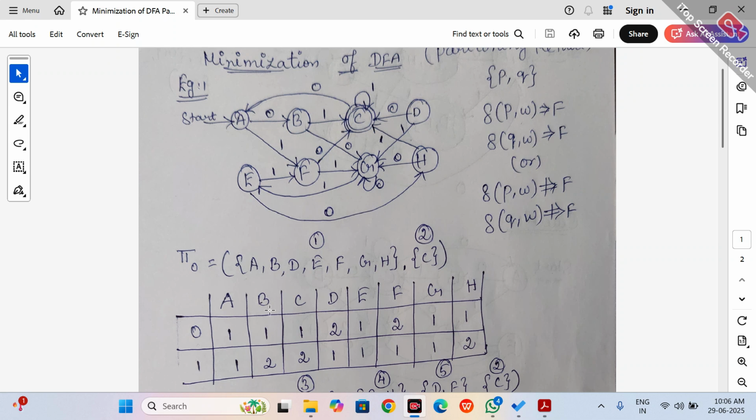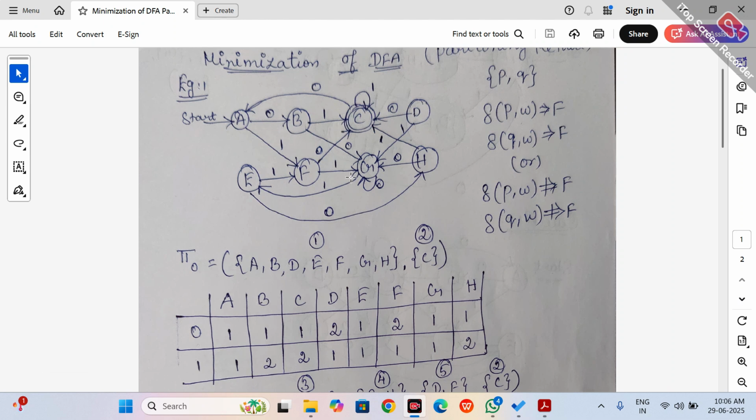Similarly, for the next state. For state B, input 0, it goes to state G. G is in group 1, so here we mention it as 1. For state B, for the input 1, it goes to state C. C is the final state, which is in group 2. So for state B, for the input 1, it is 2 here.